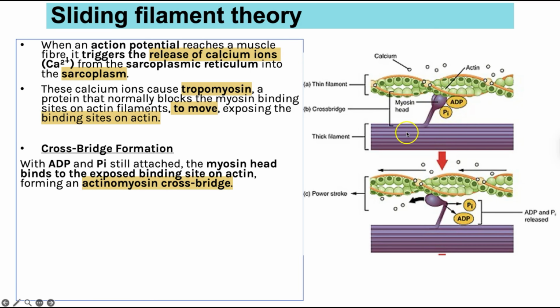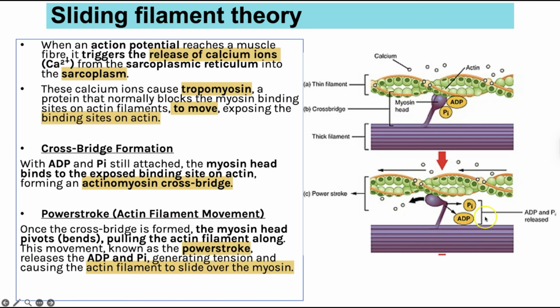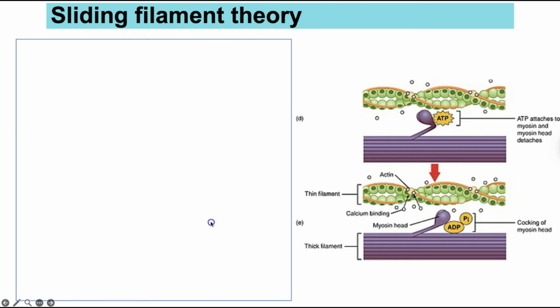And when that happens, it creates what's known as an actinomyosin cross bridge. The power stroke, which is when the actin filament is moved, once that cross bridge is formed, the myosin head pivots, so it bends here, and that pulls the actin filament inwards, so it slides it in. And that movement is known as the power stroke, and when that happens, it causes the release of ADP and Pi. It also generates tension, and that is causing the actin filament to slide.